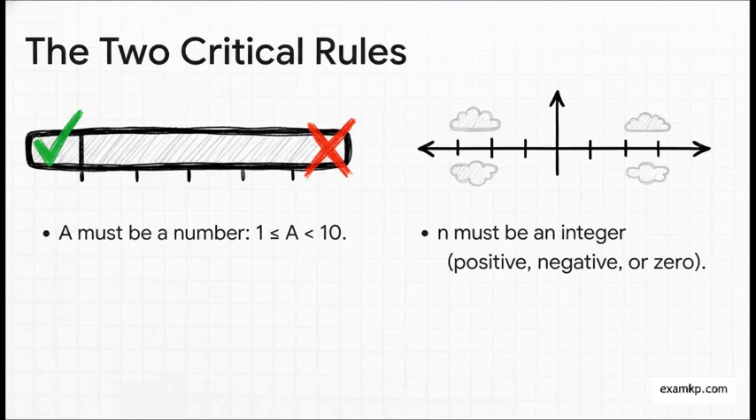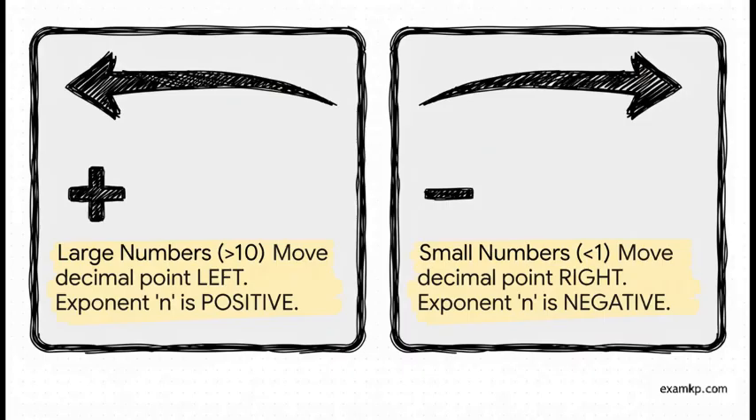Okay, listen up, because this is the most important part. There are two rules, but one of them is where almost everybody messes up. It's the rule for a: a has to be a number between 1 and 9.999 something. It can be 1, but it can never be 10. Got it? And n is just a whole number, positive, negative, or 0.